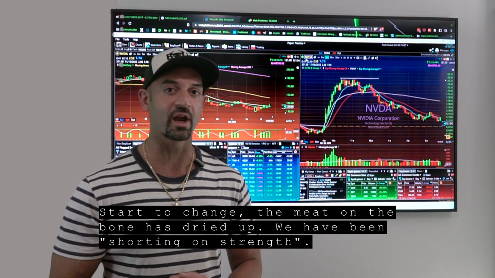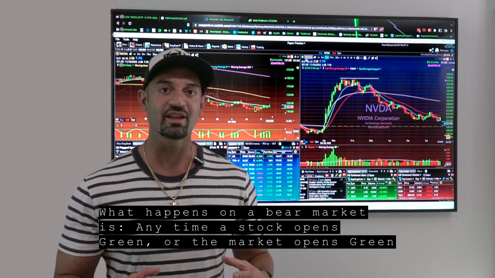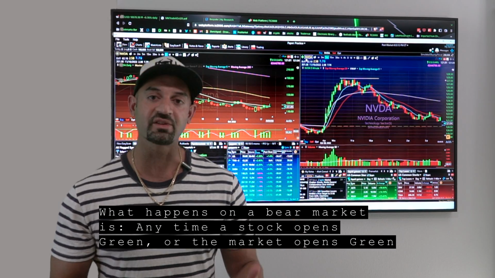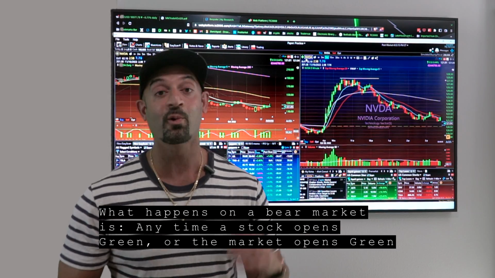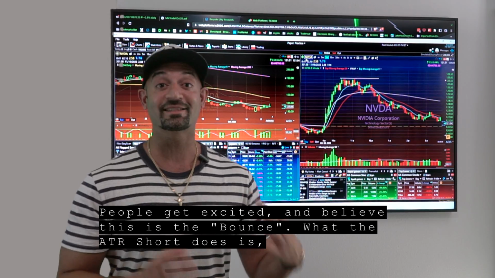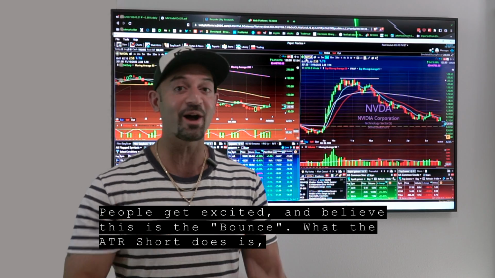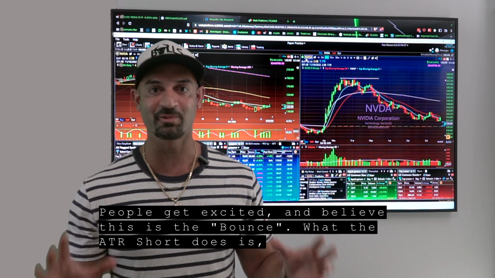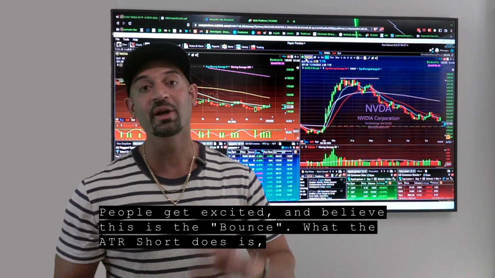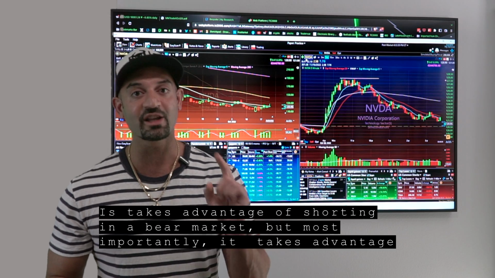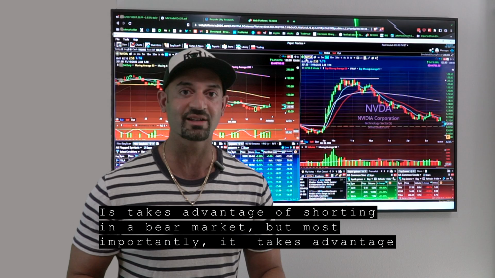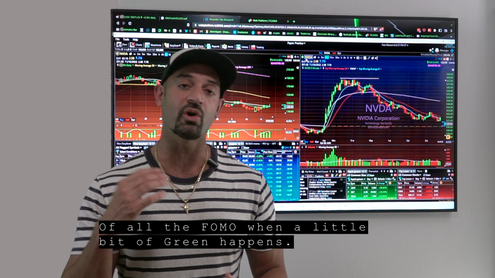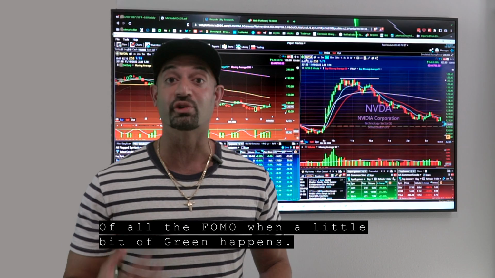So what happens in a bear market is there is FOMO, there is belief, but what really happens is anytime a stock opens green or the market opens green, people get excited. They're like, this is the bounce. Here's the bounce. This is the big bounce we've been waiting for. And guys, we've been waiting for this bounce for weeks and weeks, right, mentally, but it never really comes. But what the ATR short does is takes advantage of shorting in a bear market, but most importantly, it takes advantage of all the FOMO that a little bit of green happens.